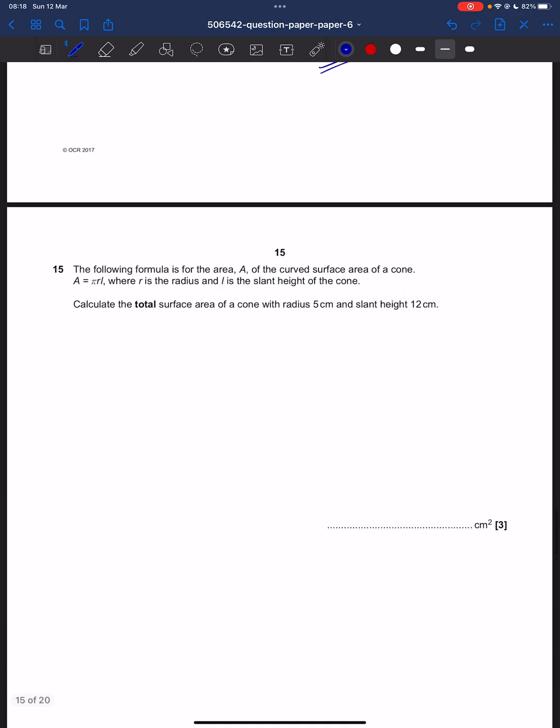Right, number 15. The following formula is for the curved surface area of a cone. A is pi R L, R is the radius, and L is the slant height of the cone. So we've got a cone. I think of it like an ice cream cone. The curved surface area of a cone is going to be the area of this here. Pi R L, pi times R times L. R is the radius, L is the slant height of the cone, so that's going to be L there, and then R is going to be that distance there.